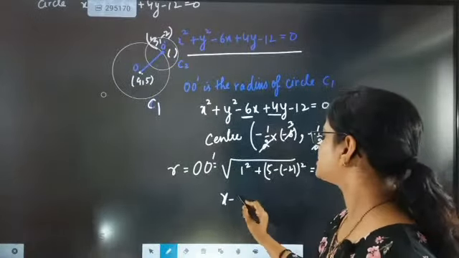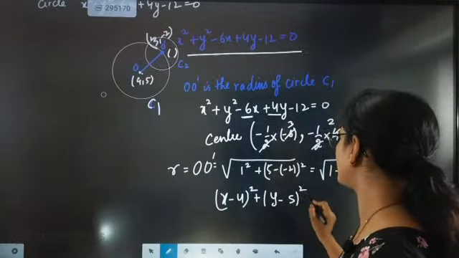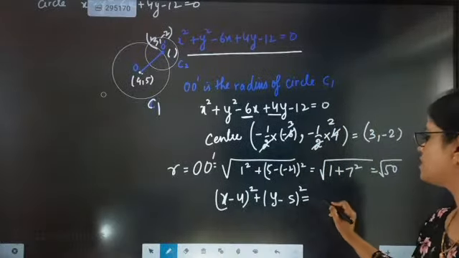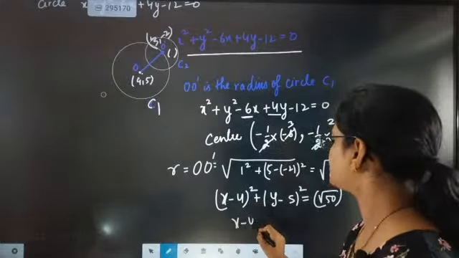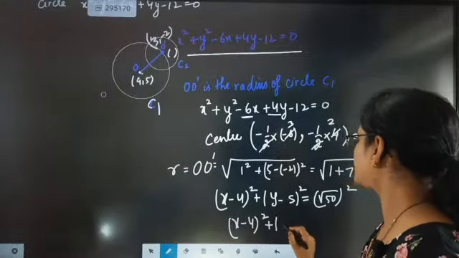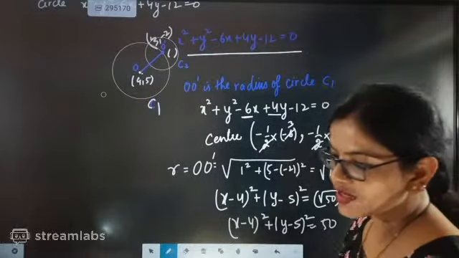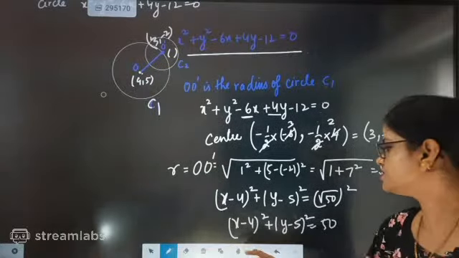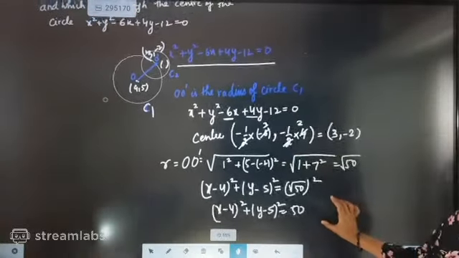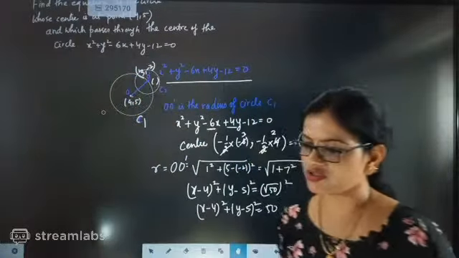The equation is x minus 4 whole square plus y minus 5 whole square equal to radius square. So that is root under 50 whole square. So it is coming as x minus 4 whole square plus y minus 5 whole square equal to 50. So this is exactly the standard equation of the circle. This circle equation only we had to find, and we got the equation of the circle.